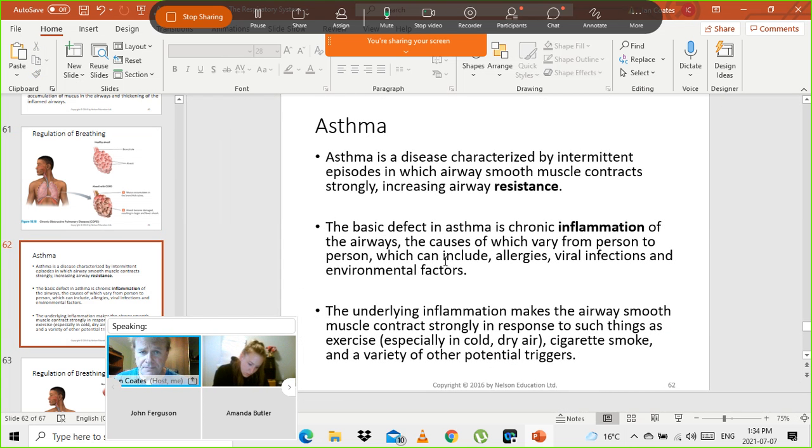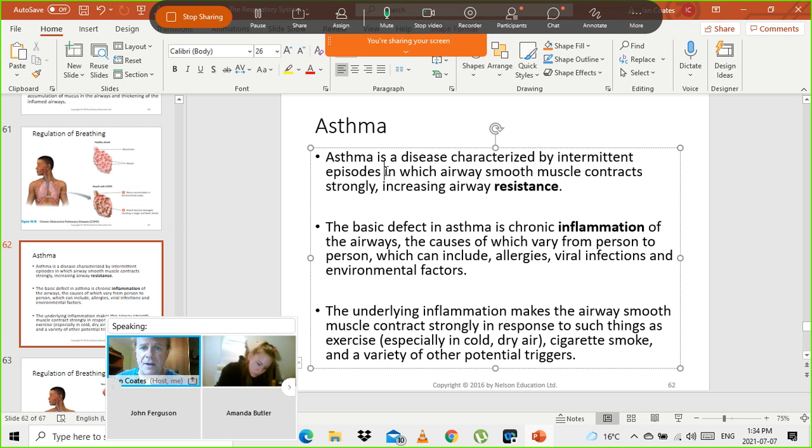Asthma is a disease characterized by intermittent episodes in which airway smooth muscle contracts strongly, increasing airway resistance. The basic defect in asthma is chronic inflammation.